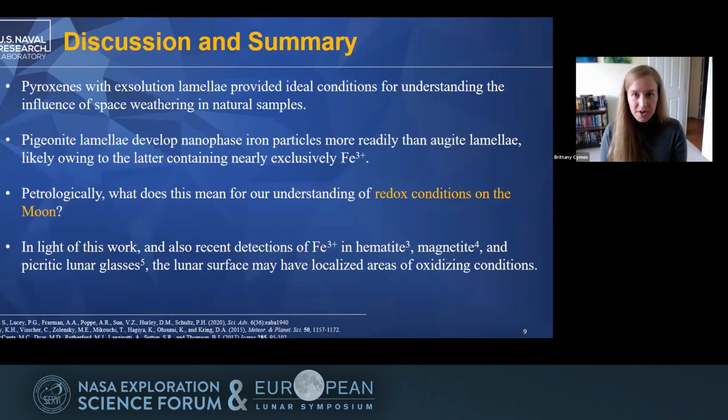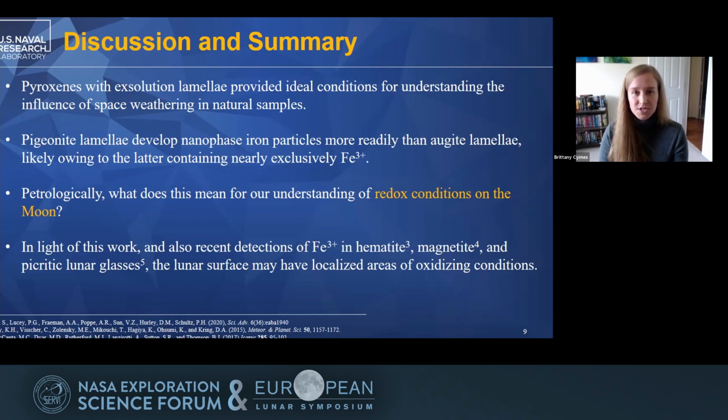So we sort of answered our question regarding the influence of chemistry and structure on nanophase iron development, but also not quite. But in our search, we might have found something truly interesting. Regarding space weathering, it's clear that these exsolved pyroxene grains provide such a unique condition for understanding weathering products in natural samples, but we were certainly not expecting the oxidation state partitioning. It's not really heard of. Nonetheless, this was a unique example of a space weathered oxidized phase.